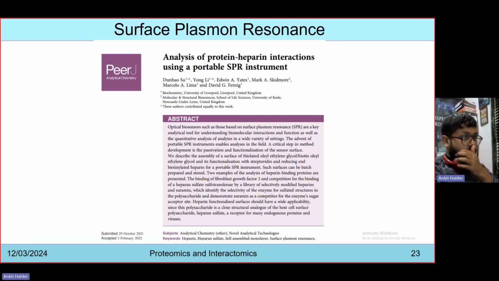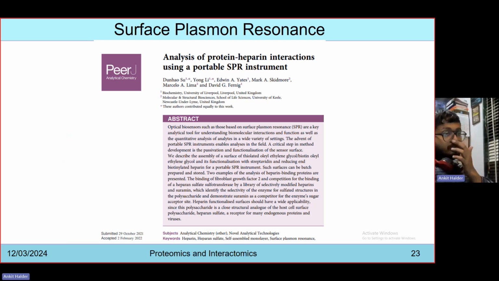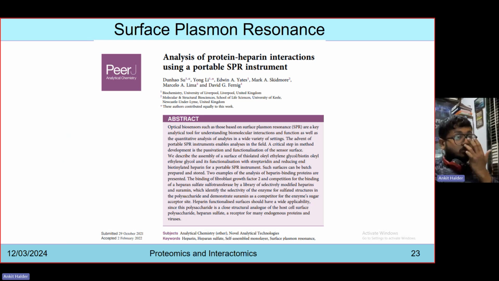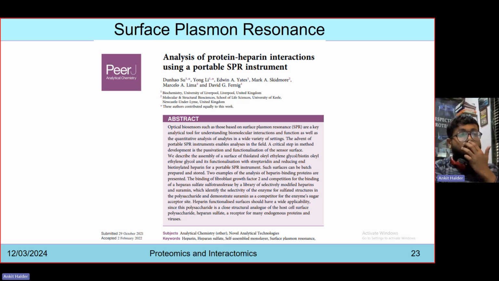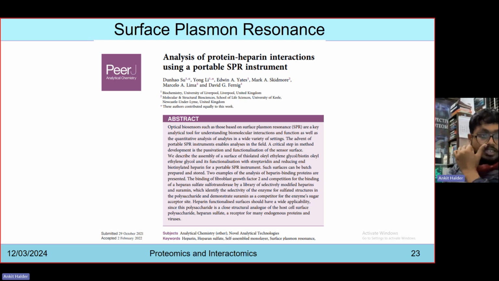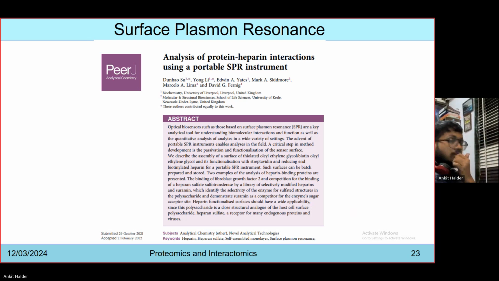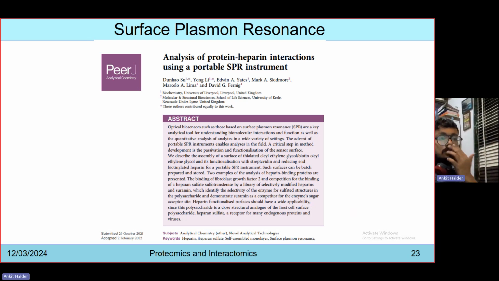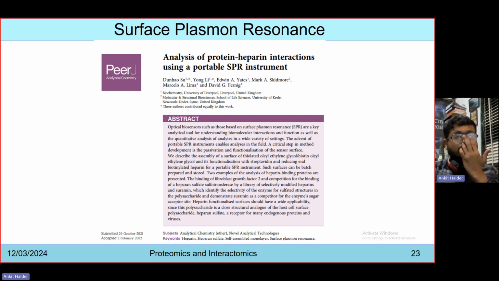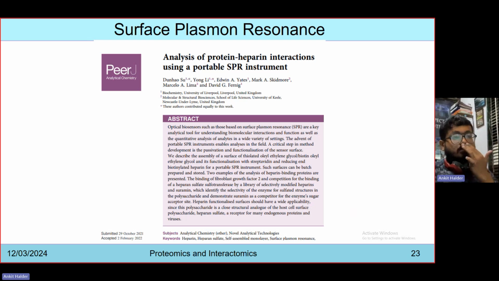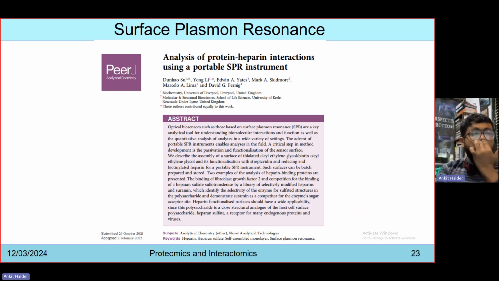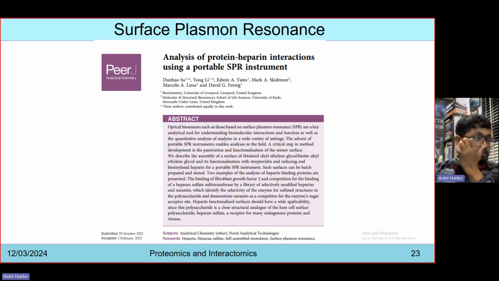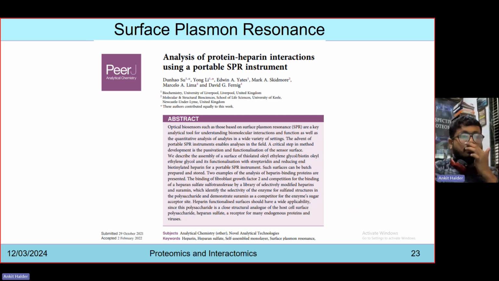A critical step in method development is the passivation and functionalization of the sensor surface. We describe the assembly of a surface of methylated oligoethylene glycol and biotin oligoethylene glycol with streptavidin and reducing-end biotinylated heparin for the portable SPR instrument. Two examples of heparin-binding proteins are presented: the binding of fibroblast growth factor 2, and a comparison for the binding of heparan sulfate, a library of selectively modified heparins and sulfamines, which identify the selectivity of the enzyme sugar receptor site. Heparin-functionalized surfaces should have wide applicability.